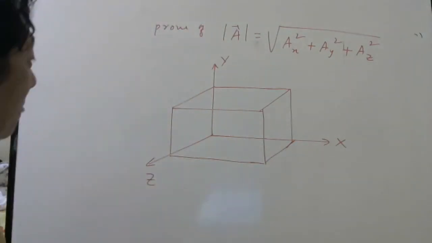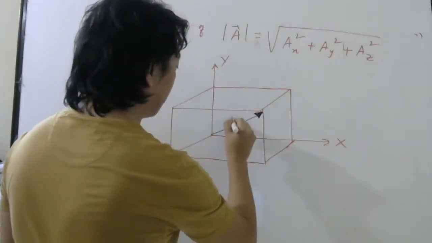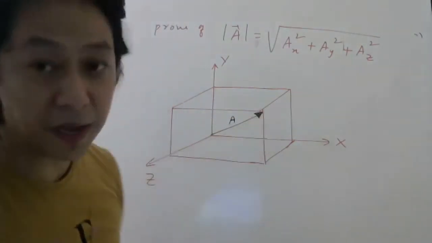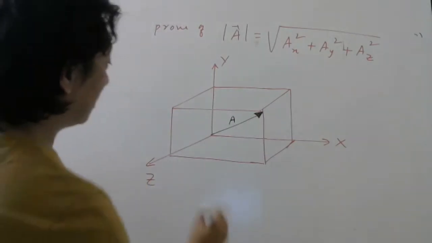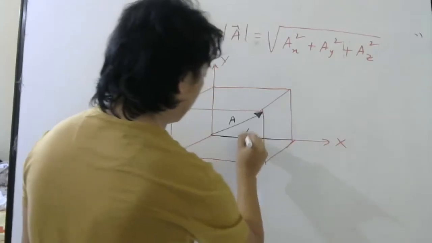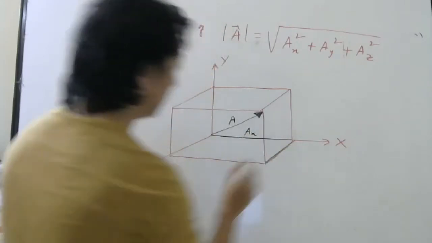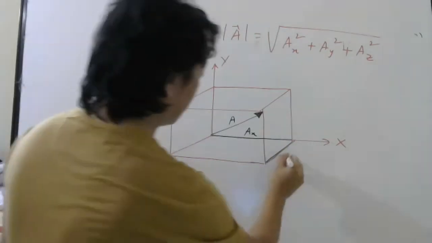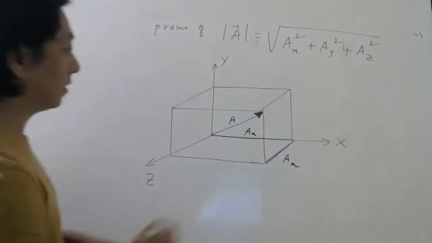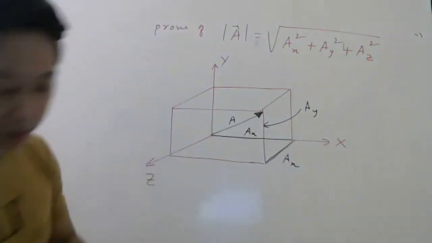Okay, look here now. So let us imagine this vector. This is my vector A bar, whose magnitude is A. Now this is your AX. And this is parallel to Z, so this is your AZ. And this is your AY. Now look carefully.